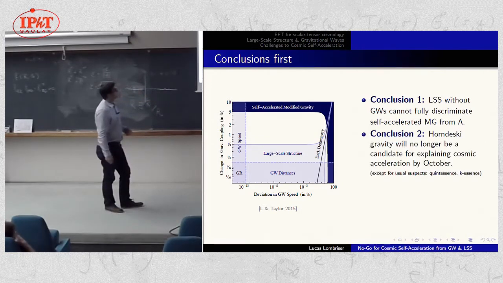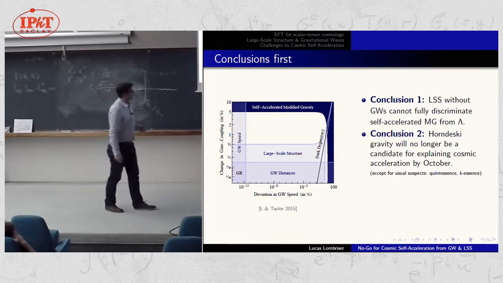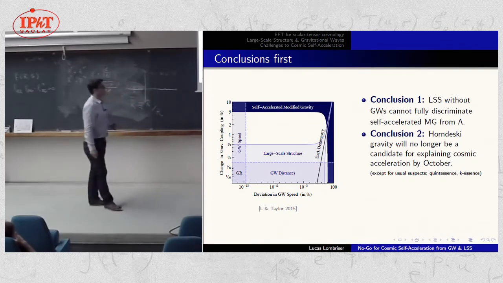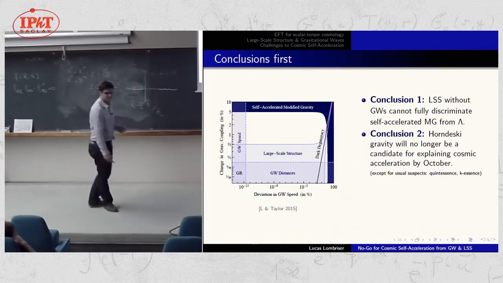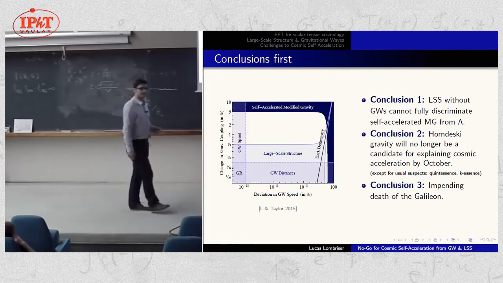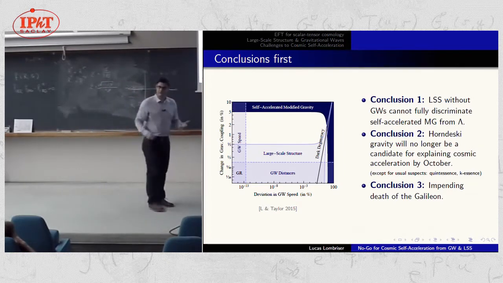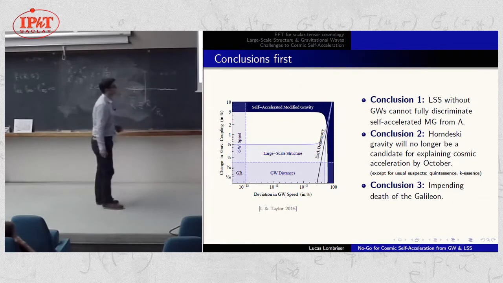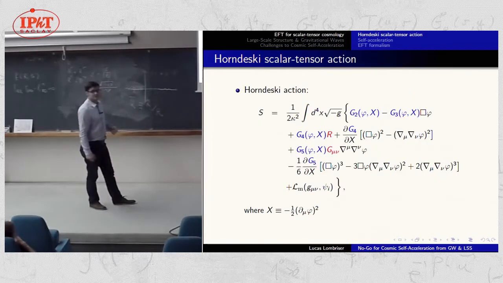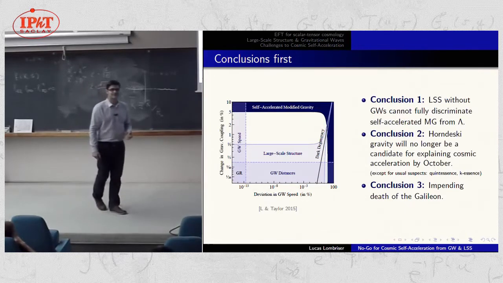The second conclusion that I'll try to get to is that we will see that Horndeski gravity will no longer be a candidate for explaining cosmic acceleration, maybe as soon as October. And connected to that is a third conclusion, that covariant Galileon theories are no longer going to be a viable model for gravity.